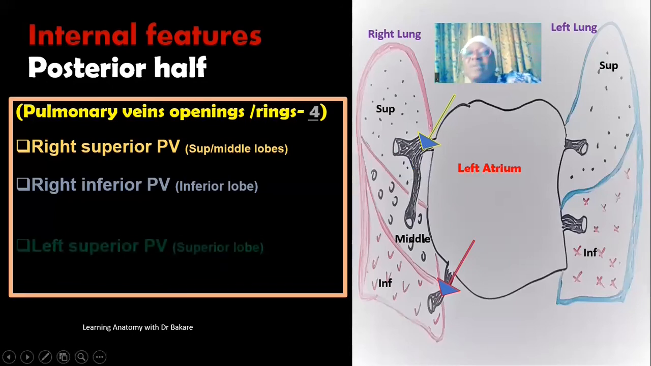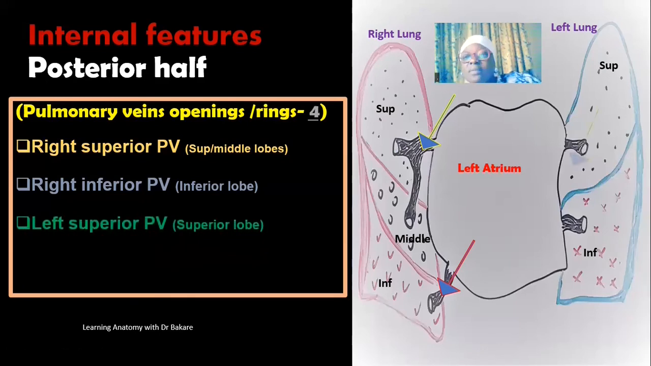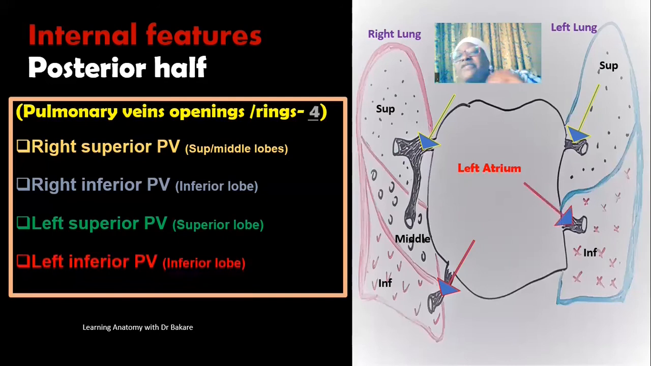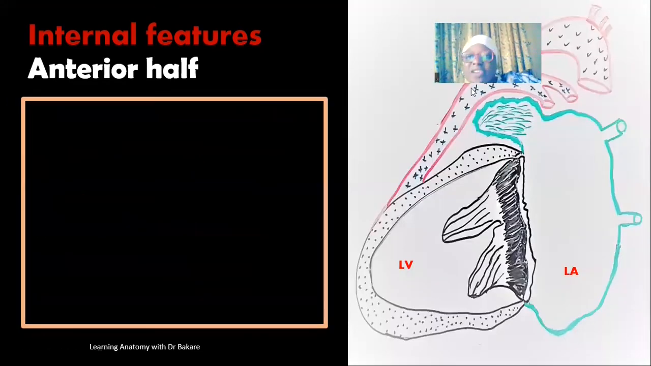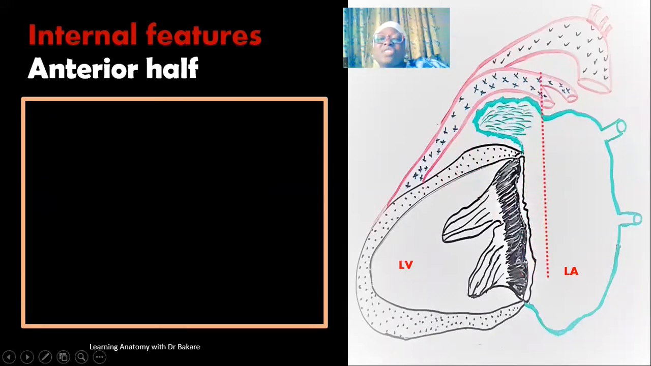On the left side, we have the left superior pulmonary vein, and where it drains is the superior lobe of the left lung. We also have the left inferior pulmonary vein, which drains the inferior lobe of the left lung. So you can see that they have their specific lobes that they drain. There are four pulmonary veins that empty oxygenated blood from the lungs into the posterior region of the left atrium.